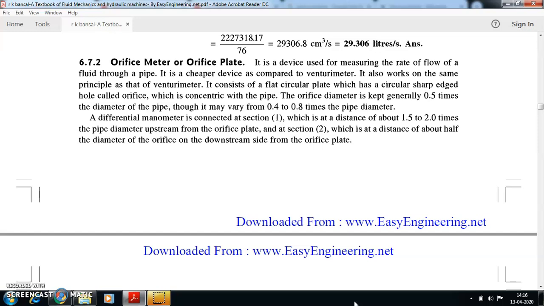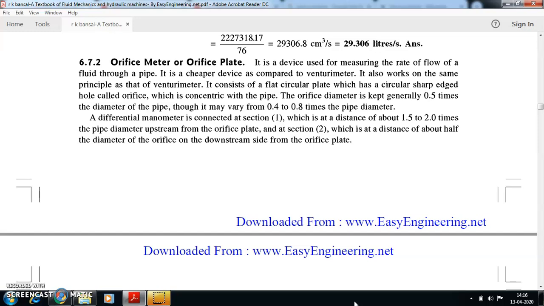Now we will go to the next very simple device, the orifice meter. You can also call it an orifice plate. This is a device used again for measuring the rate of flow of a fluid in a pipe. From an economic point of view, it is cheaper than the venturimeter. Why? Because it is only a plate, only a circular plate, so it is cheaper definitely. It is a smaller piece compared to the venturimeter.